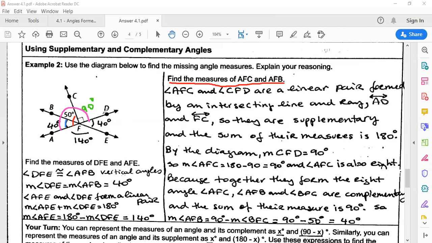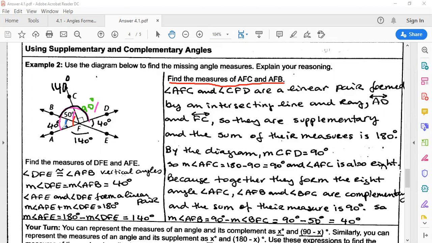That's 180 degrees. So I have 90, I have 50, and then I need to figure out what this is. That's just going to be 180 minus this angle right here, 90 plus 50. So when I have 90 plus 50, that's going to give me 140. So this is 140, and that's this whole section right here.